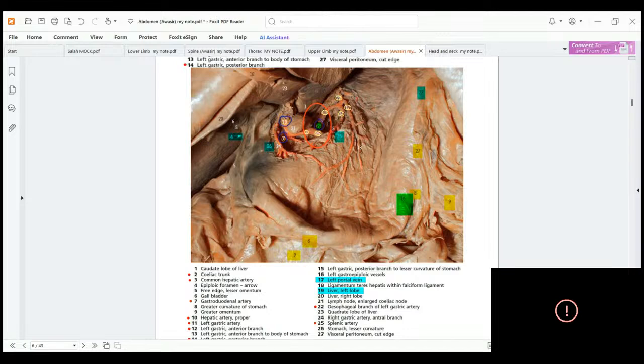11. 11 is left gastric. 12. 12 is a marginal, left marginal, maybe left gastric anterior branch. Okay, left gastric anterior branch.